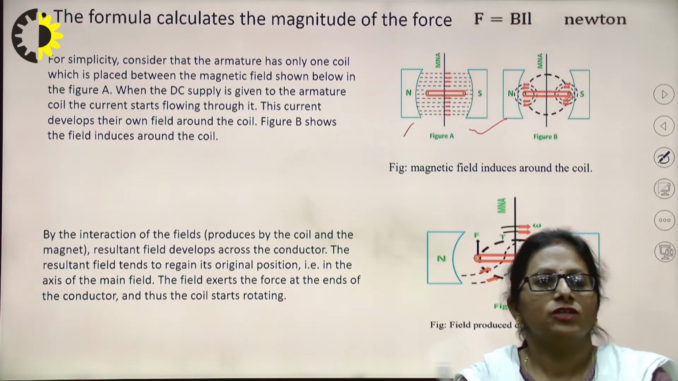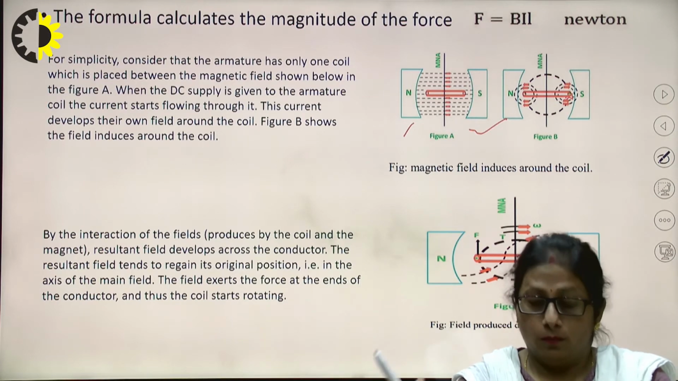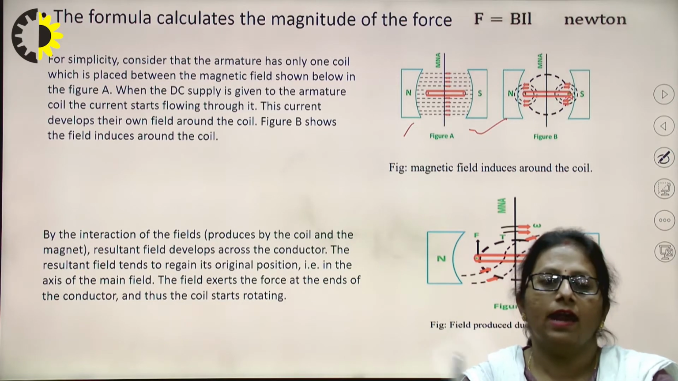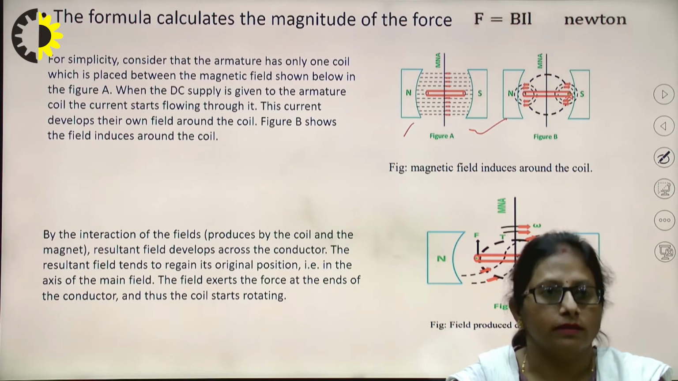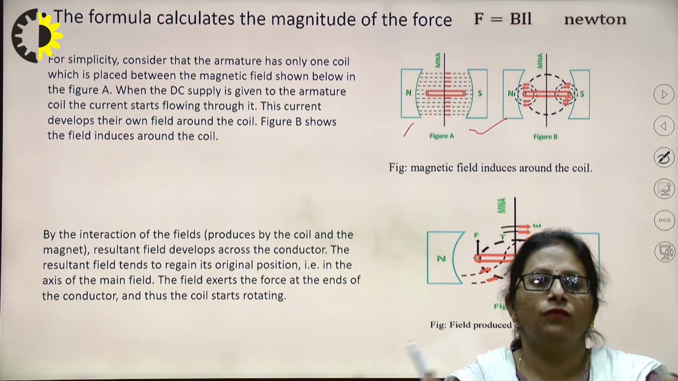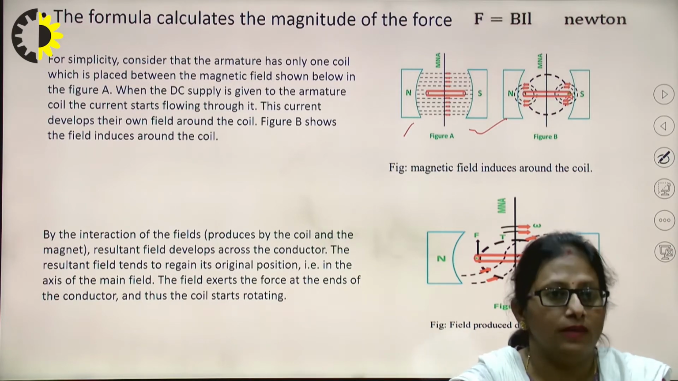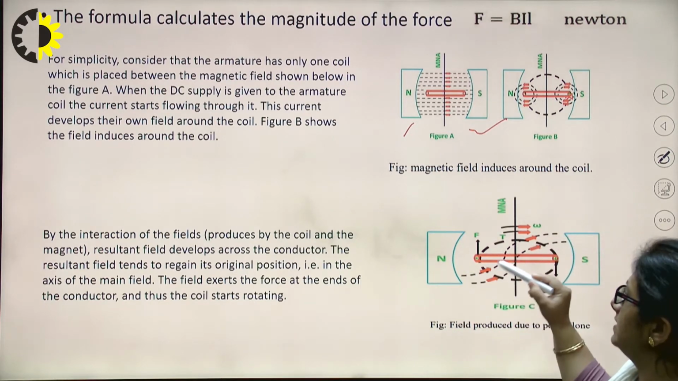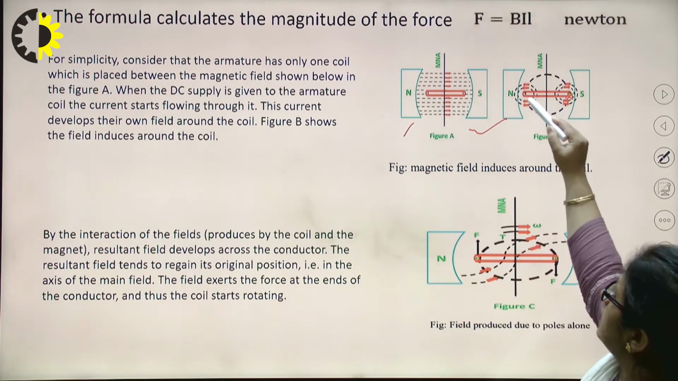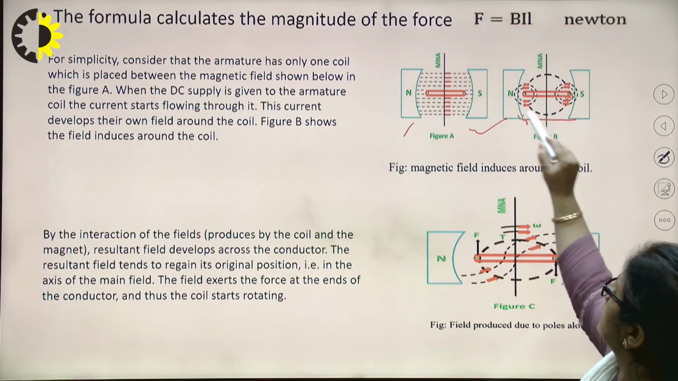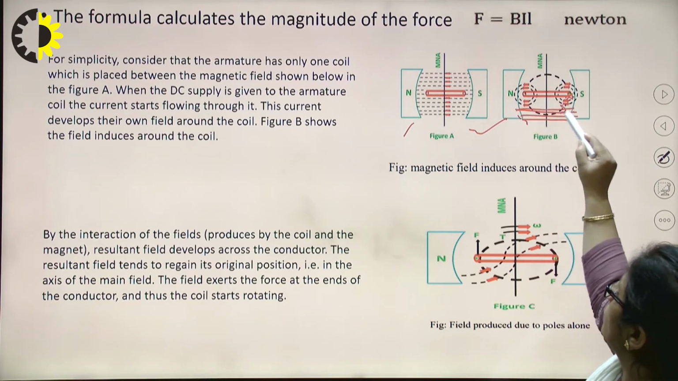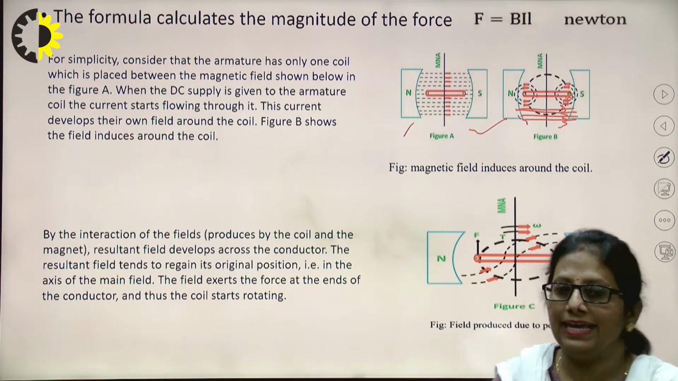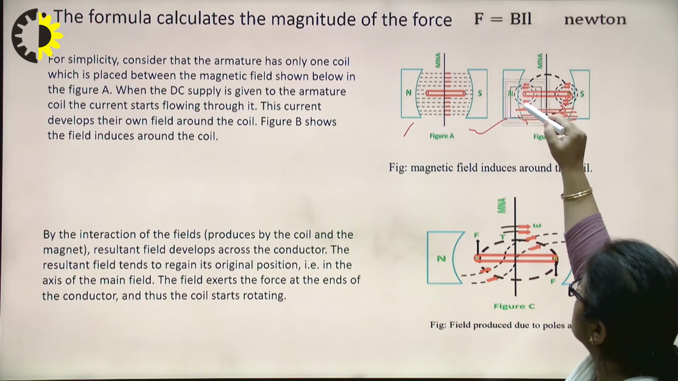Now, by the interaction of the fields, which are the two fields? One is the field produced by the coil and another is the one produced by the magnets. The interaction of these two fields will result in the resultant field which develops across the conductor. This is the resultant field. Towards the downside, the main field direction is downward from north to south, and the direction of the field created by the current carrying conductor is upward towards this side.